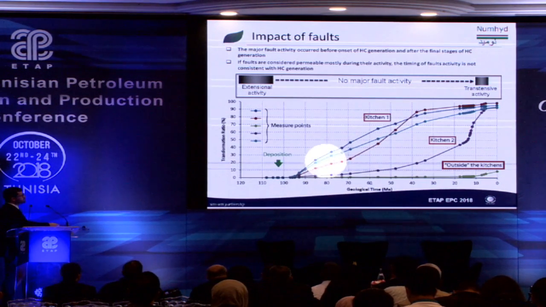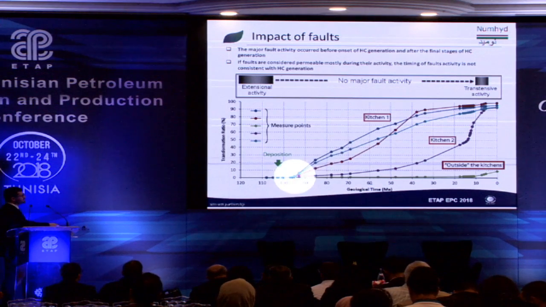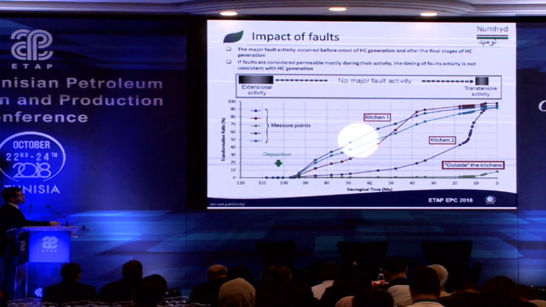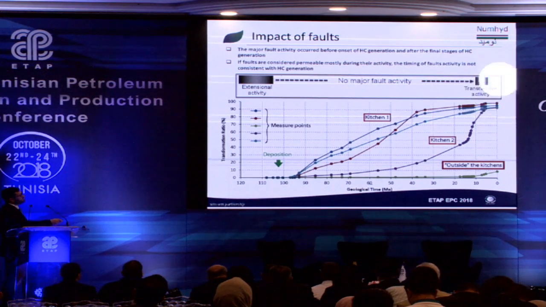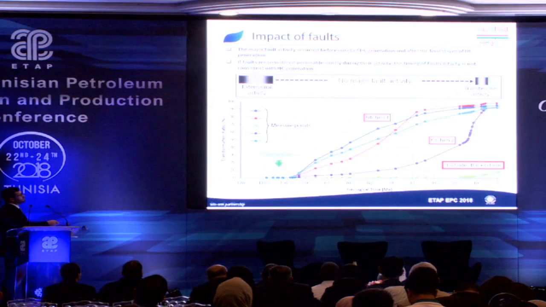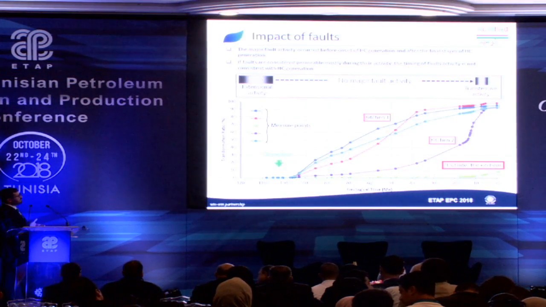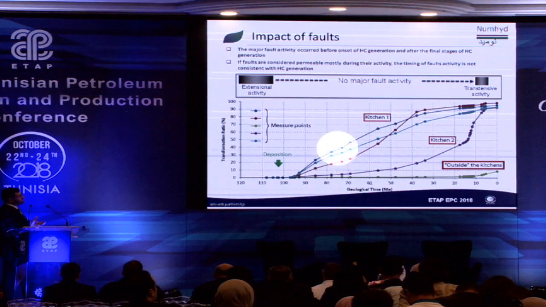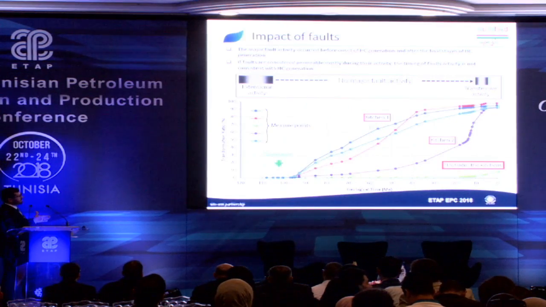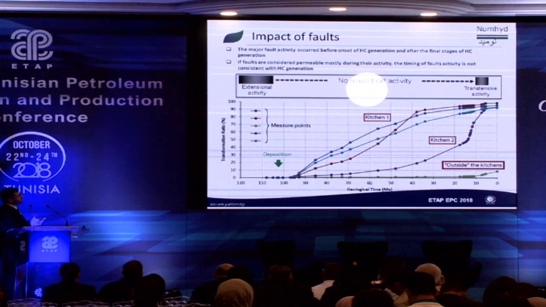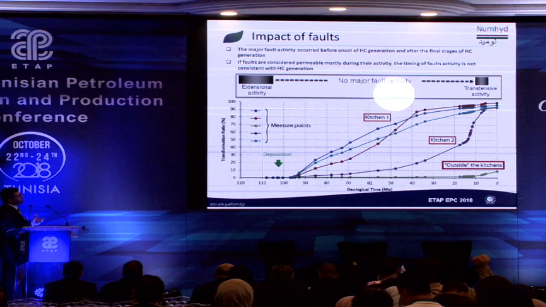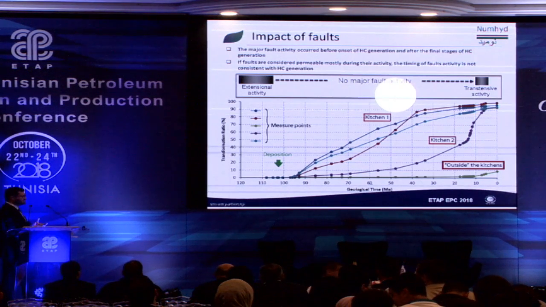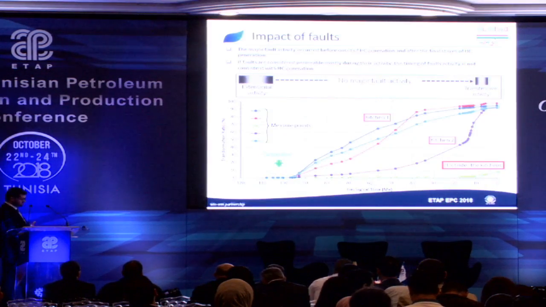It shows that in the two kitchens, the transformation ratio of the source rock starts after the deposition, but is globally finished before the last step of fault activation, which means that if we consider that faults are permeable during the activity, in fact the source rock has expelled all its fluid during the inactivity of faults. So we suggest that the faults are not a major process to explain the accumulation in the Alarm Surge system.